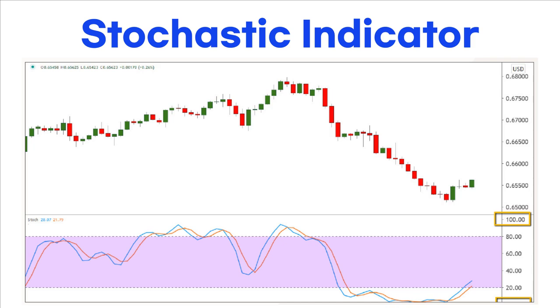When you turn on the stochastic indicator on your trading platform, it often shows up as a window on the bottom half of the screen under your price chart, as shown in the chart. As you can see, this indicator consists of two lines, blue and orange. Here is what they represent. Blue line, %K, the main line, and orange line, %D, a moving average of %K.